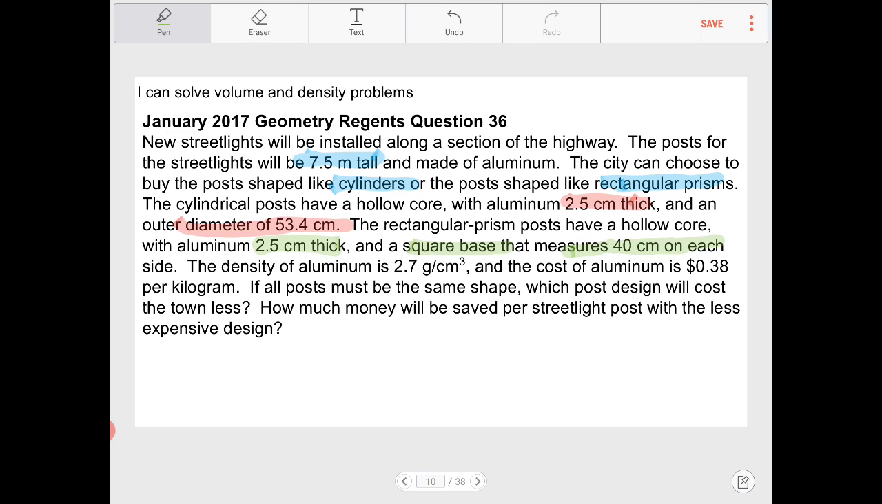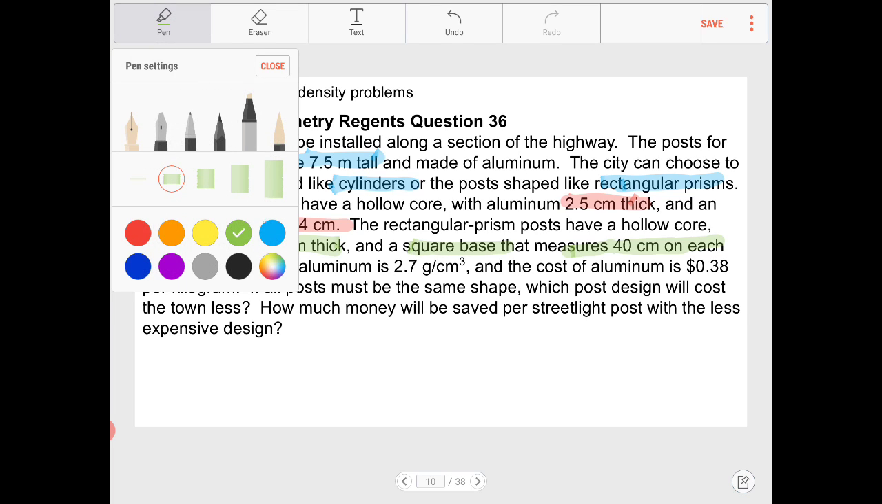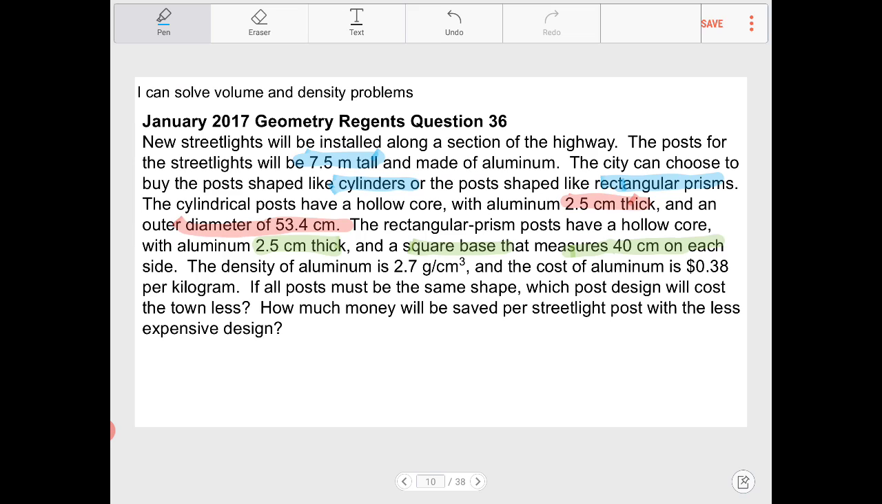The cost of the aluminum, so the quantity that's going to be the same, in blue, is 2.7 gram. The density of the aluminum is 2.7 grams per centimeter cubed, and the cost of the aluminum is 38 cents. What we need to do is take this information and compare which one will be the least expensive. So not only will I write down the information that I've highlighted here, but I'm also going to draw a diagram associated with this.